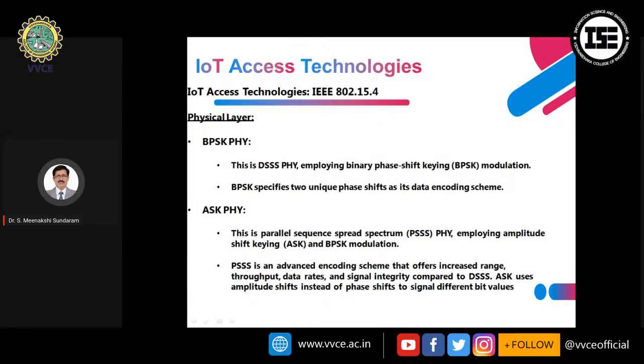Now, if we take the physical layer, the BPSK modulation, and the next one is the ASK, amplitude shift keying, BPSK modulation. So this is a parallel sequence spread spectrum, PSSS in physical layer. PSSS is an advanced encoding scheme which offers increased range, throughput, data rates, and signal integrity compared to DSSS. ASK, amplitude shift keying, uses amplitude shifts instead of phase shifts to signal different bit values.